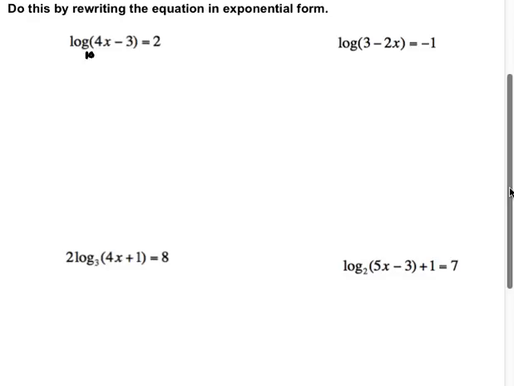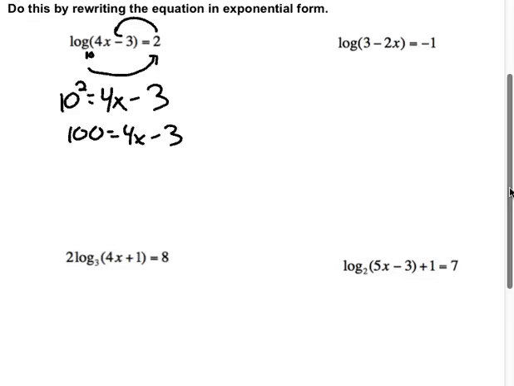Now let's use Mr. Loopy to go and rewrite this. So 10 to the second power equals that 4x minus 3. Well, 10 squared is just 100. So the really neat thing here is now I just have something linear to solve. Once I transform this, now it's going to be super simple for me to finish solving. All I have to do is add the 3 over and divide by 4. And 103 divided by 4 gives me 25.75.